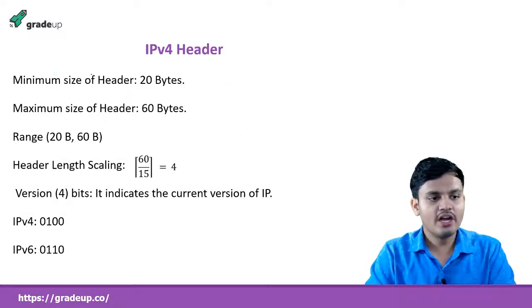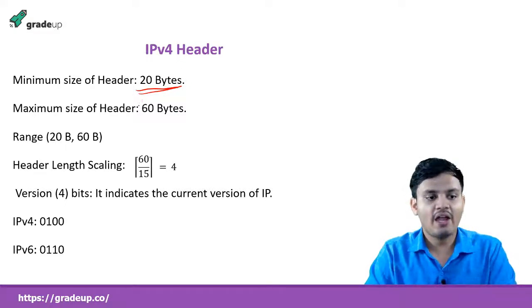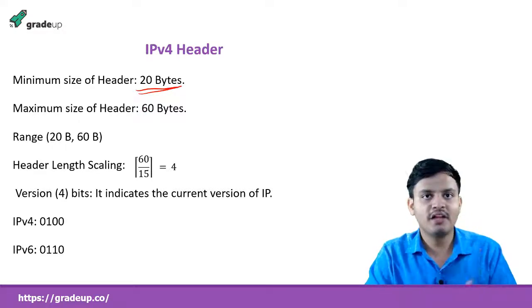Now I told you that the minimum size of the header is 20 bytes. Options may or may not be present. And when all the options are present, meaning we are using the option field completely, meaning 40 bytes, then the size of the IP header will become 60 bytes.